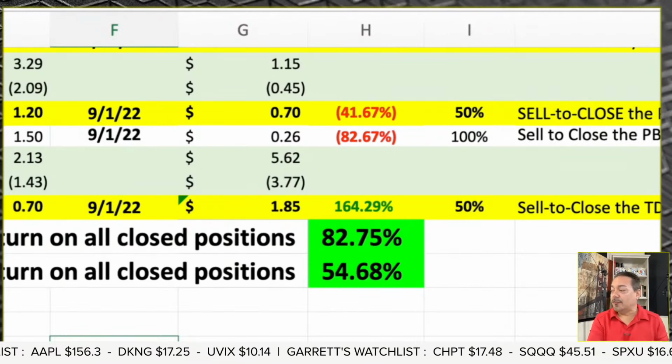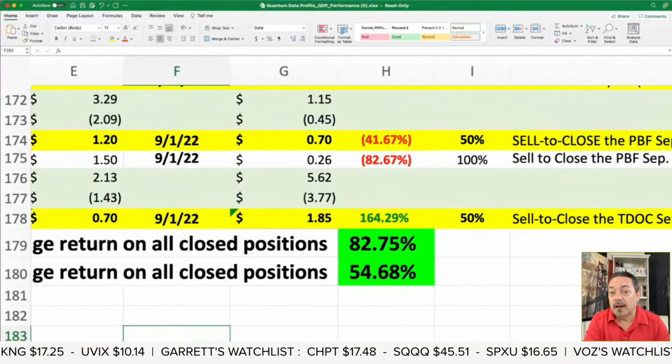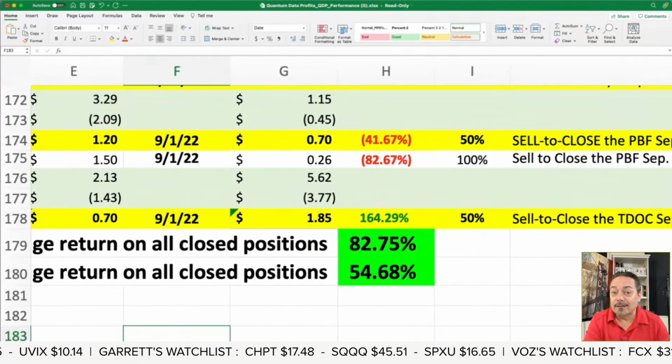And I got to tell you guys, I mean, I get position sheets. I get position sheets on everything that I do. But I also like to look around and see what the others are doing, both inside and outside of the Money Map community. And I got to tell you, I can't find anybody that comes close to what we're doing with Quantum Data Profits.